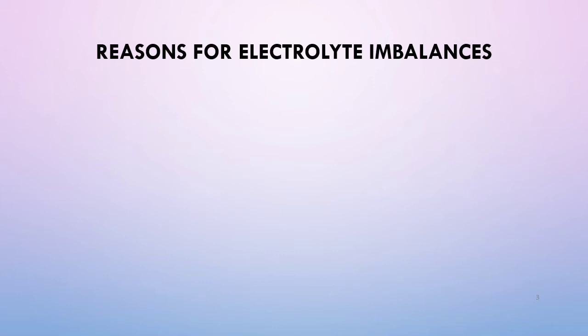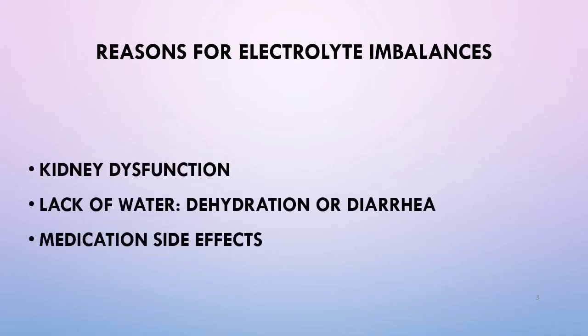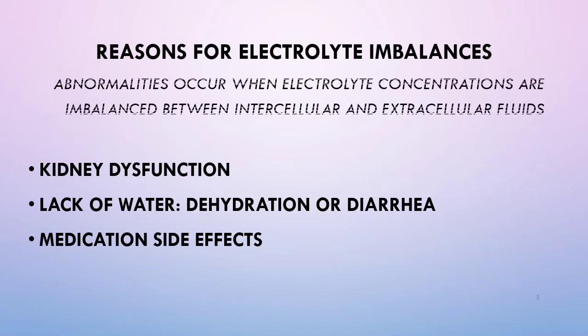Reasons for electrolyte imbalances. First is kidney dysfunction. Second is lack of water due to dehydration or diarrhea, and side effects from medication. So abnormalities occur when electrolyte concentrations are imbalanced between intracellular and extracellular fluids.